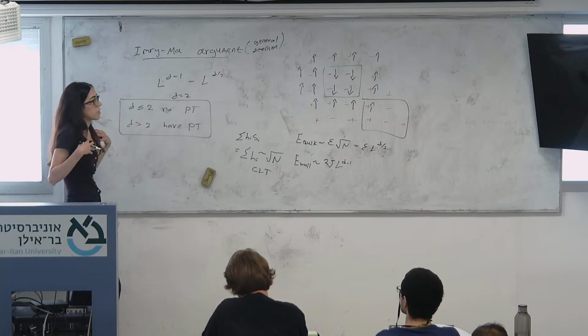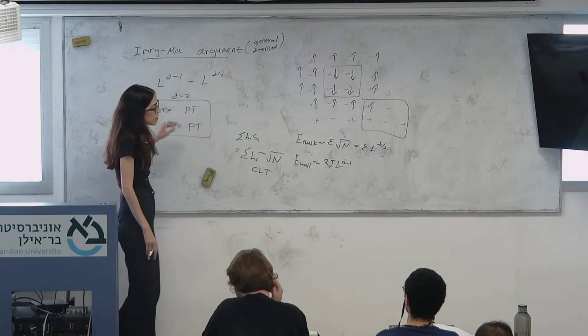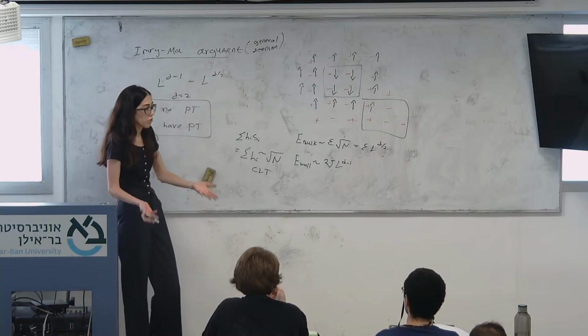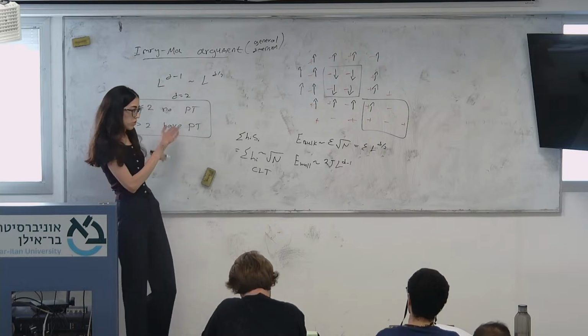No, but if I give you a question: given a 3-dimensional Ising model with random field, are you going to have a phase transition or not? This is the answer.